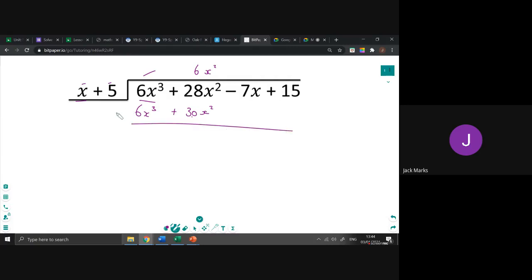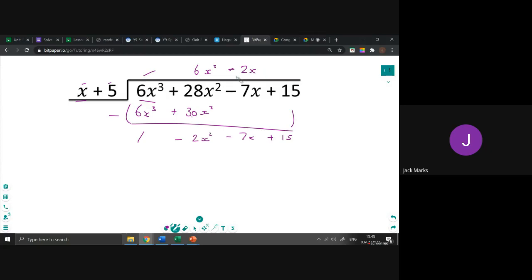Okay. Now, we always subtract. So 6x cubed minus 6x cubed, there's not going to be anything there. 28x squared minus 30x squared, I will get minus 2x squared. Okay. Copy the other parts down. You can copy them all down. I think it's fine to just do that. And we repeat again. So we're looking at this part here now and this part up here. So how many times does x fit into minus 2x squared? It fits in minus 2x times.